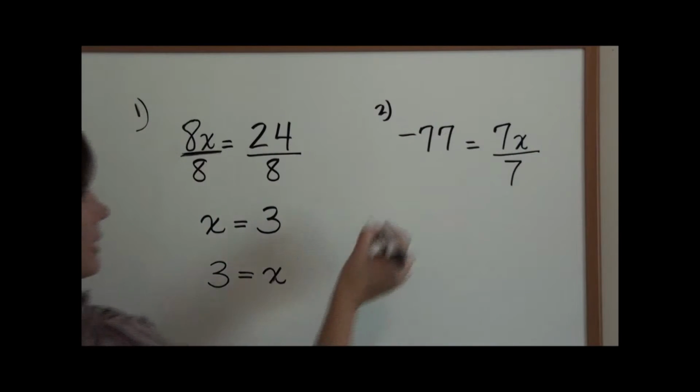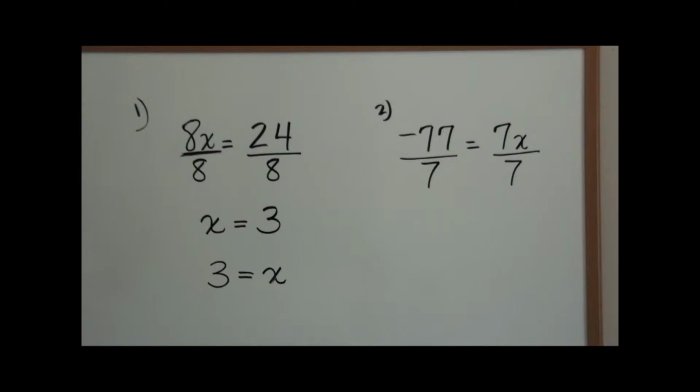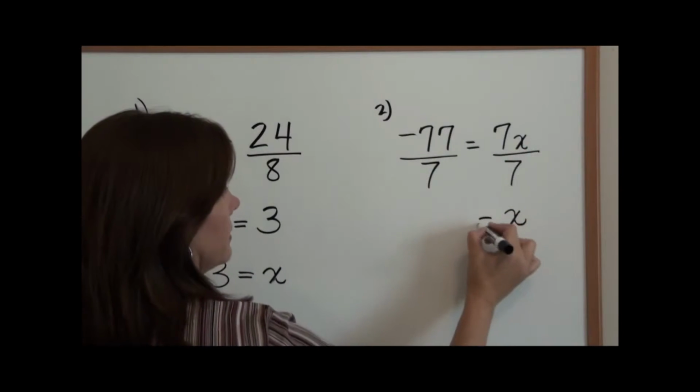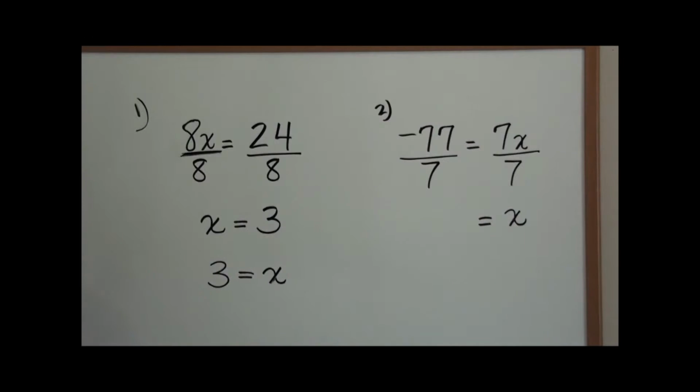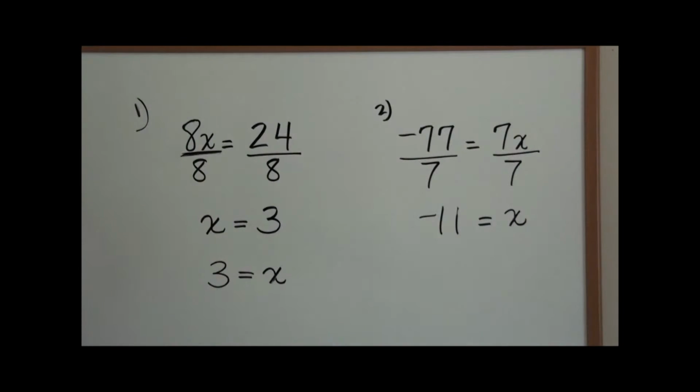Whatever we do on the right side, we have to do the same operation on the left side. Again, I draw my fraction bar to show division. 7x divided by 7 gives me 1x. Negative 77 divided by 7 gives me negative 11. Be careful with your signs. Alright, so those are our first two equations that are only using the division property of equality.